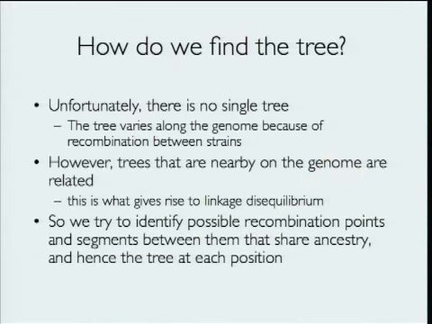Okay. So all very well. If we had the tree, life would be easy. Unfortunately, there's no single tree. The tree varies as you move along the genome because of recombination between strains. So trees that are nearby on the genome are related to each other, and that gives rise to this correlation structure, this linkage disequilibrium. So we can try and identify possible recombination points and segments between them that share ancestry, and so we can actually try and reconstruct what the tree is.